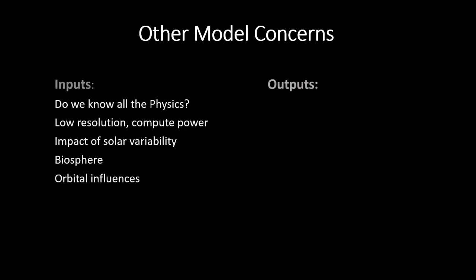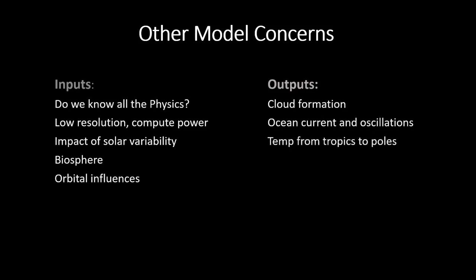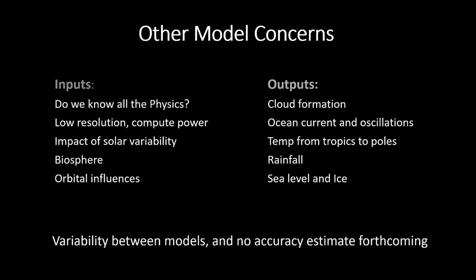As far as the outputs and how they're impacted, cloud formation, and most serious in determining the climate, ocean current and oscillations is also very critical to any sort of determination of final climate. As indicated, the temperature from the tropics to the poles is not computed properly, nor is the rainfall or sea level and ice that occurs around the globe. So what we have is a high variability between models and no accuracy estimate forthcoming.